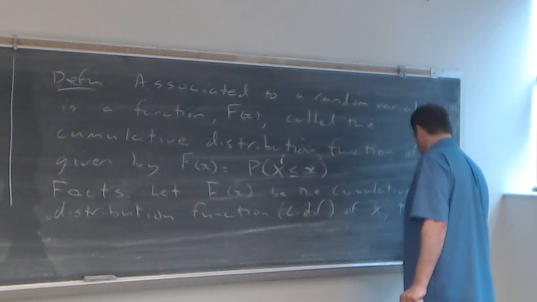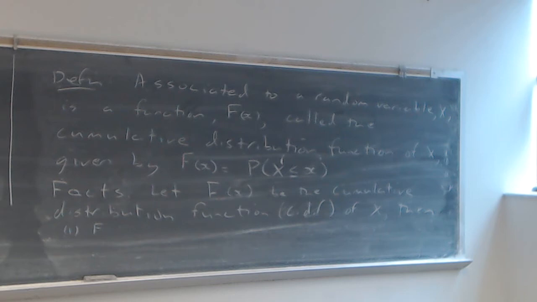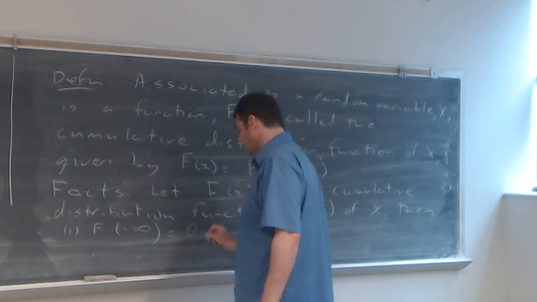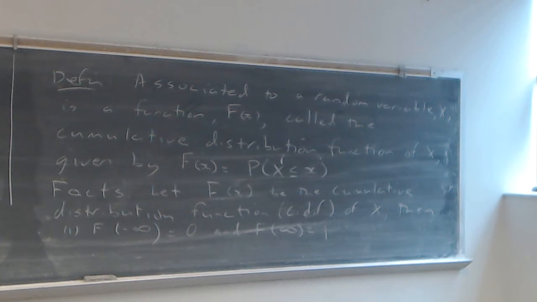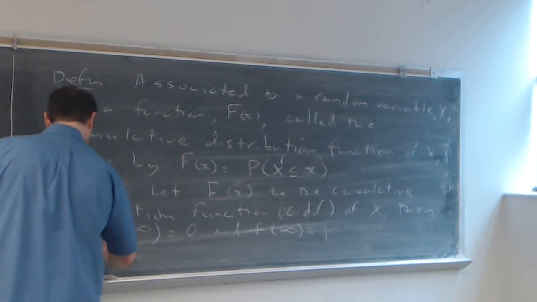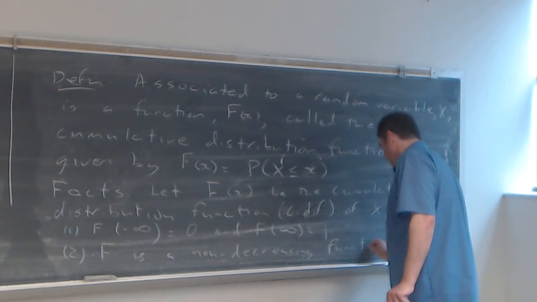Then, here's what we have. One is that if you allow F to be defined as an extended real value function, so that's defined on the real values plus infinity and minus infinity. If you say, well, what's F of minus infinity? Well, that would be equal to 0. And F of infinity is defined to be 1. So the output values at minus infinity and infinity are 0 and 1. And 2, F is a non-decreasing function, might stay the same sometimes, but it never goes down.